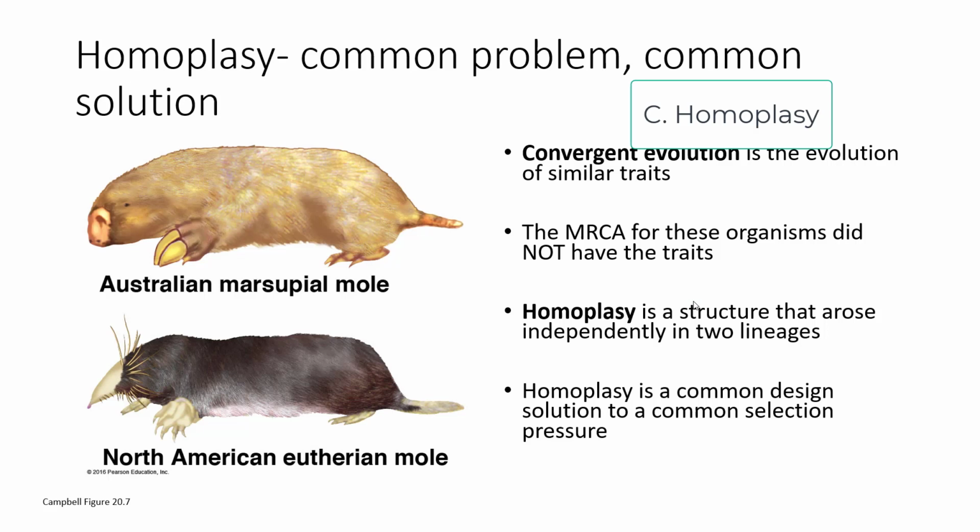Homoplasy is another problem. It's where we have a common problem getting a common solution, like digging underground gives rise to both the Australian marsupial mole, the North American eutherian mole, and even moles in Africa. And that's called convergent evolution, when similar traits evolve due to similar pressures being put on different lineages. The most recent common ancestor for moles did not have these mole-like traits. We call it a homoplasy if it's a structure like these digging feet that arose independently in two or more lineages. It's a common design solution to a common selection pressure.